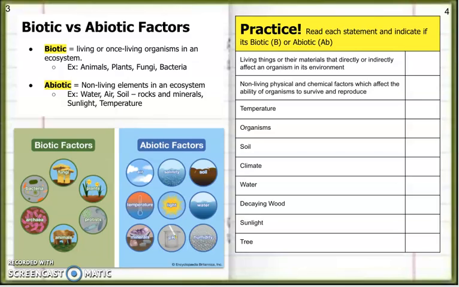Biotic versus abiotic factors. Remember that biotic means living or once living organisms in an ecosystem. So animals, plants, fungi, bacteria. It can even be dead animals, dead plants, because they were once living.